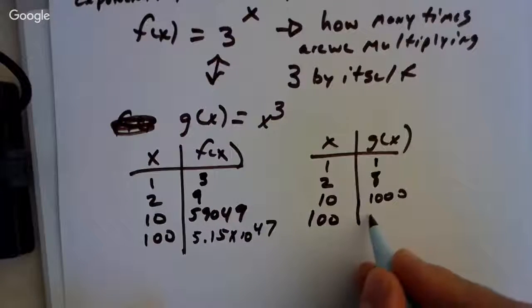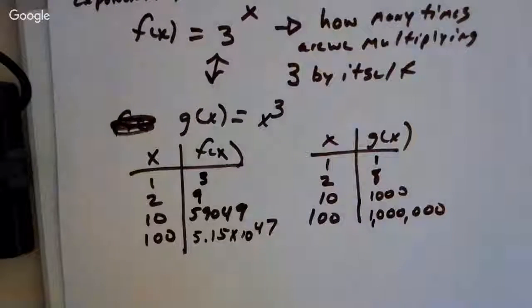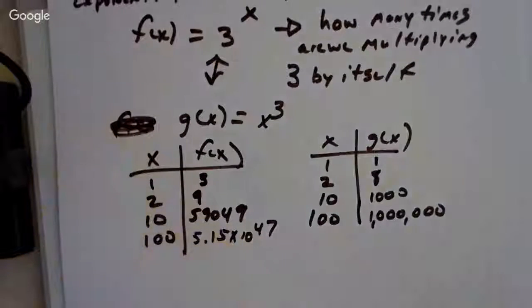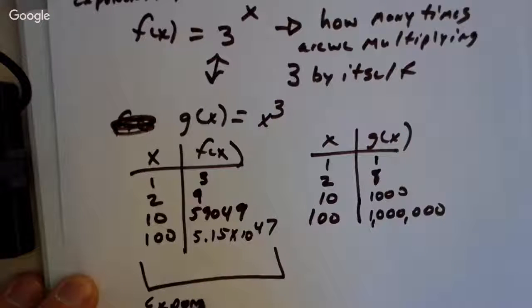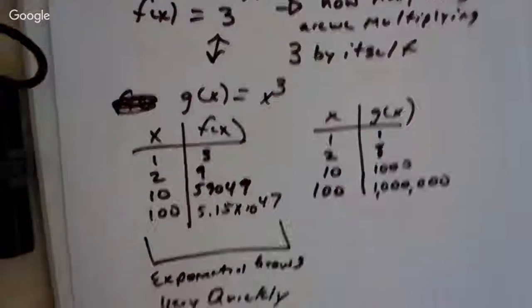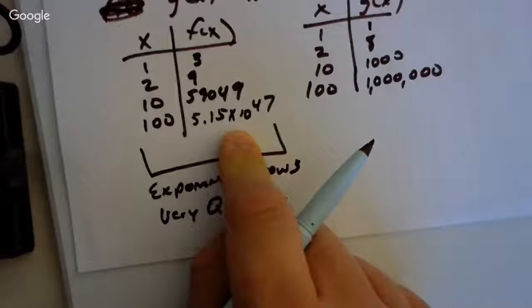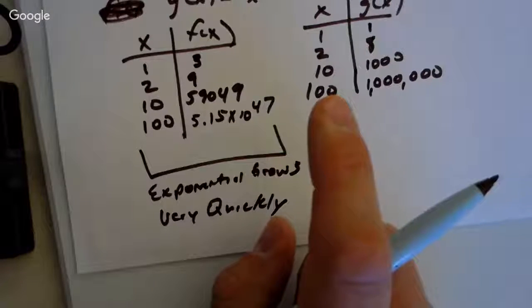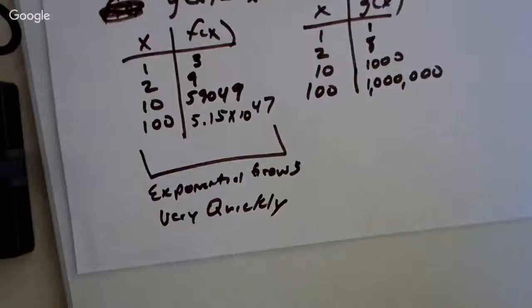100 cubed is equal to what? 1 million. How many zeros are behind the 1? How many zeros are behind this? 40. Yeah, a lot. So which one grows faster? The exponential grows very quickly. It's not even close at 10. It's not even in the same universe at 100. You go out to 1,000, 1,000,000, start thinking of really big numbers.